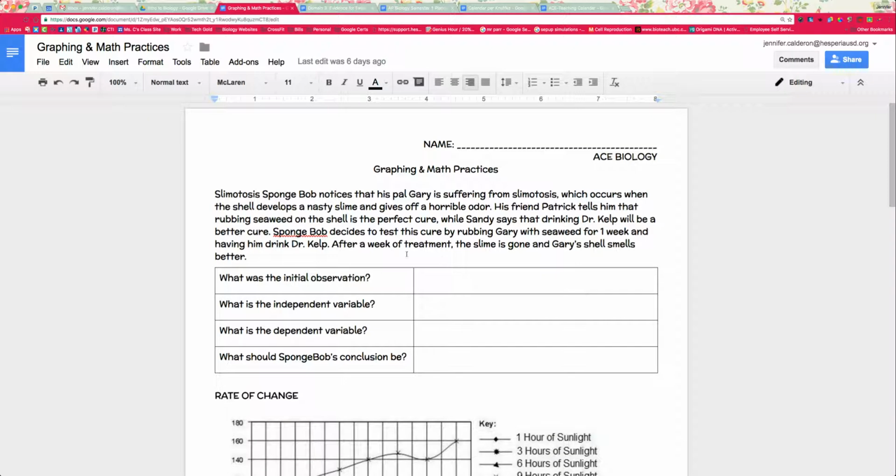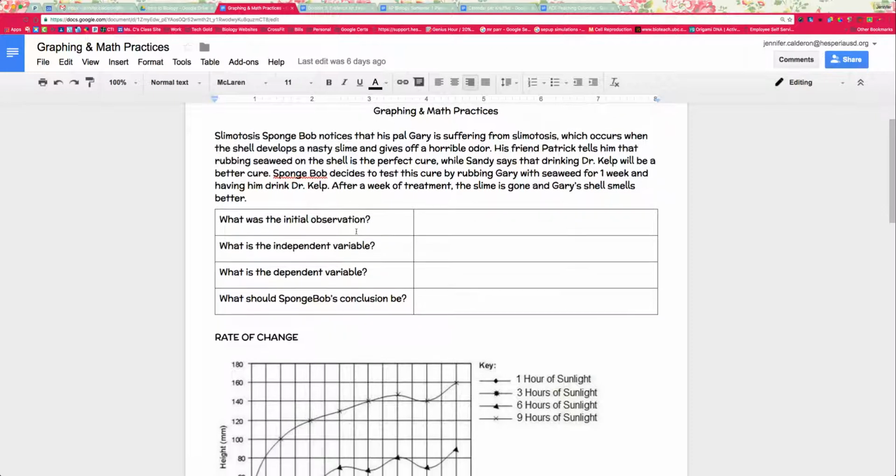All right, so for the graphing practices worksheet, you're going to read this first scenario, and then what is your initial observation? So what you're going to put here is what you first notice. What's the issue that's going on within this paragraph? So that's what you'll type here.